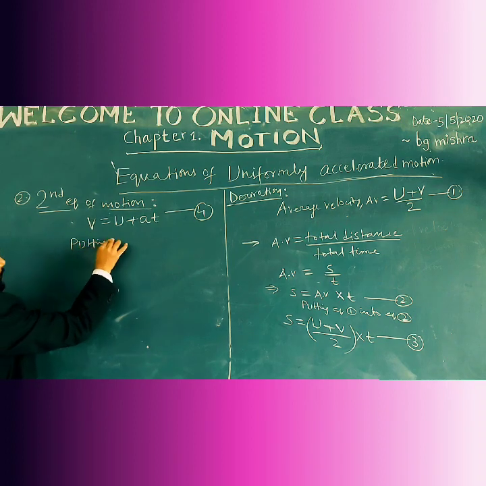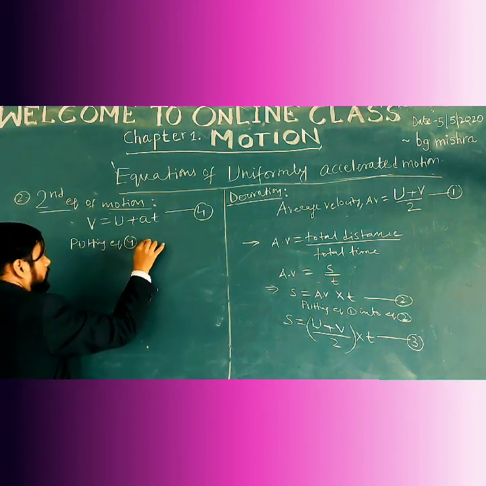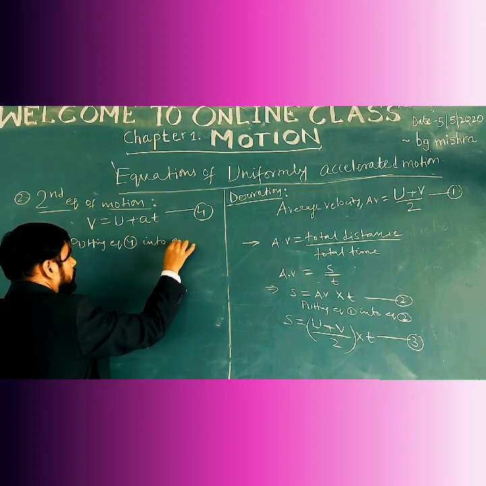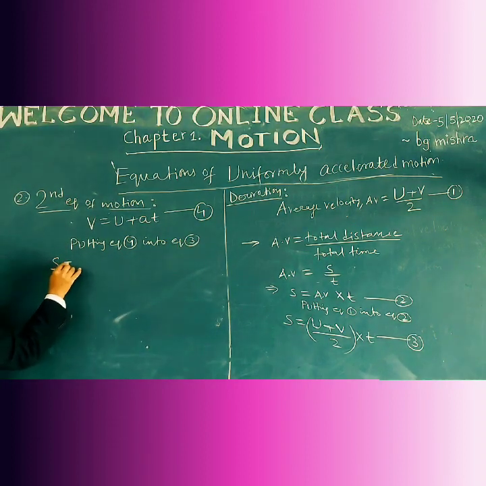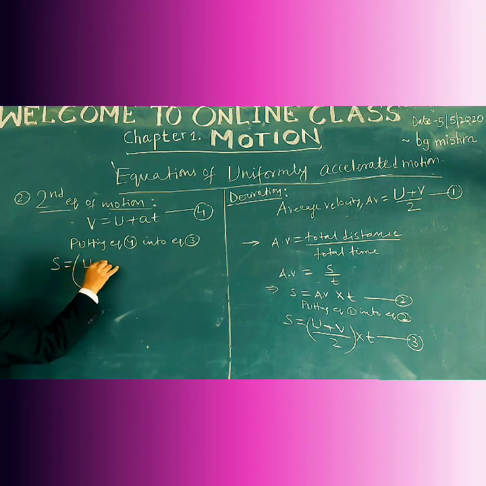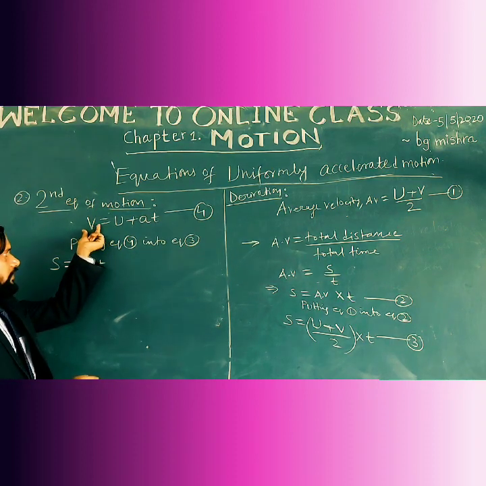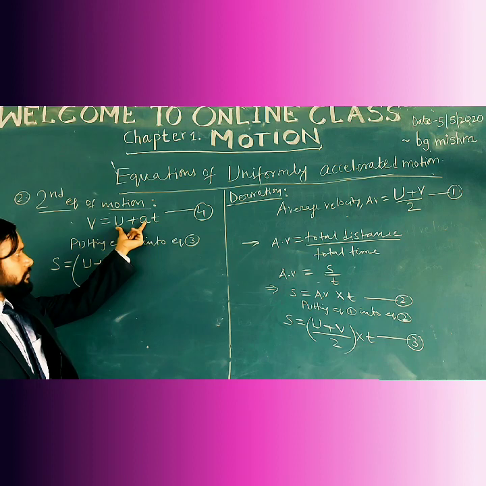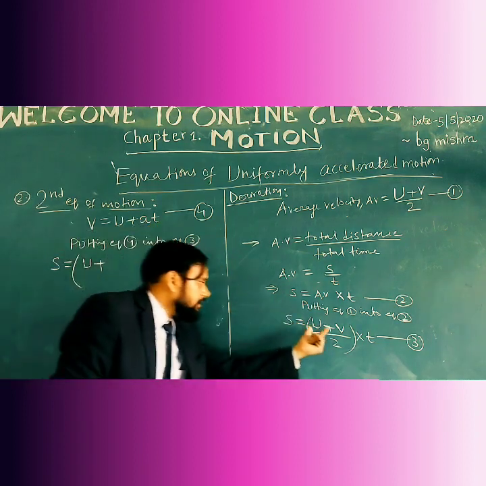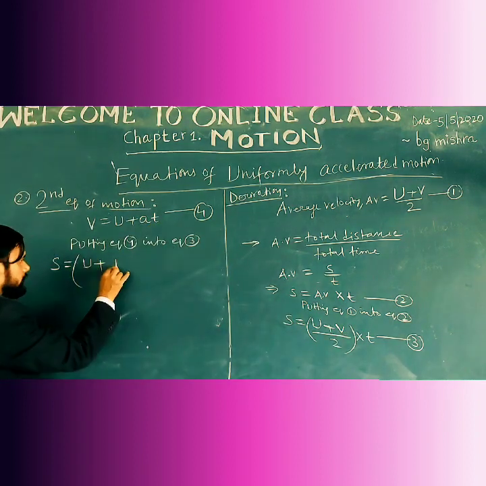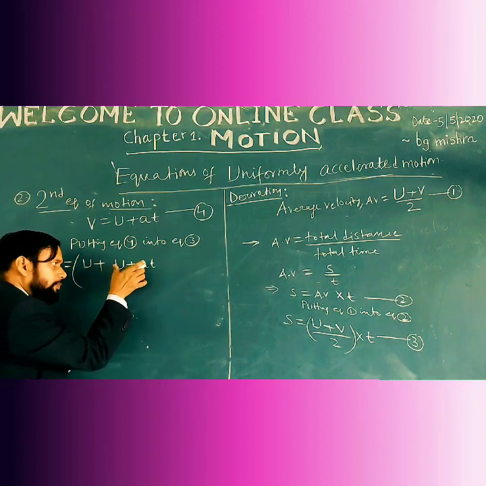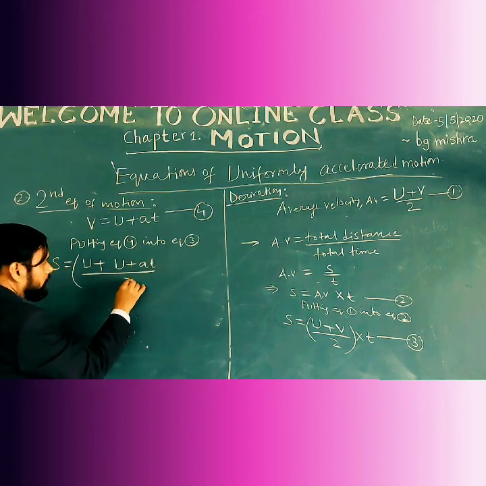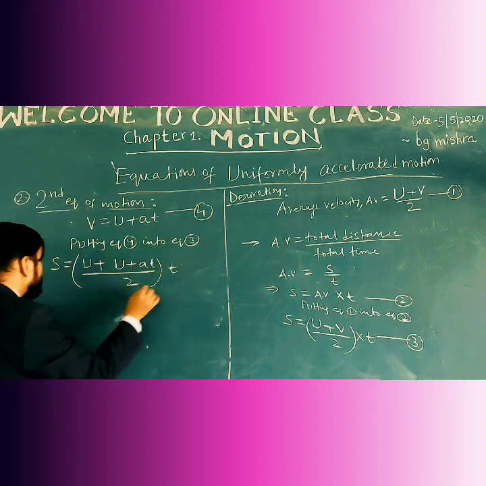substituting or putting equation 4 into equation 3. That means S equals U plus, see, the value of V we are putting. The value of V is equal to how much? U plus AT. That means U plus AT. In place of V we are putting U plus AT upon 2 into T.